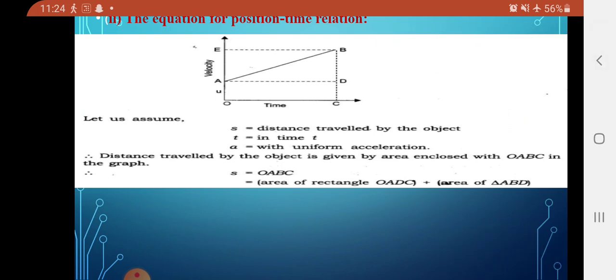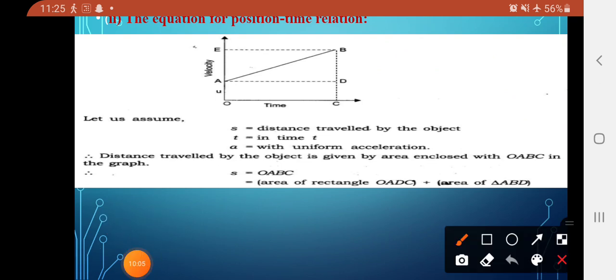For this, we have to consider the total area, how the observer has covered all the area while moving from position A to position B. So here we have to consider the total area, that is OABC.